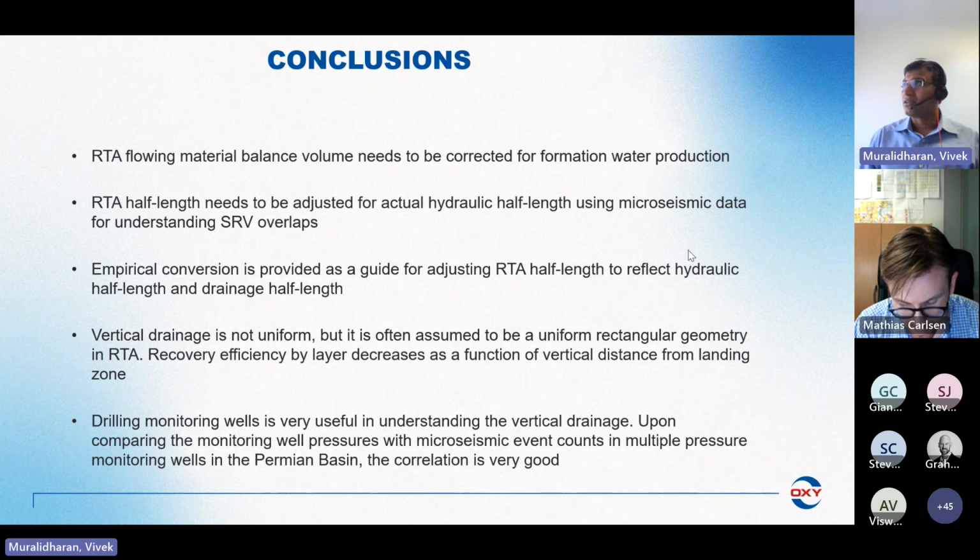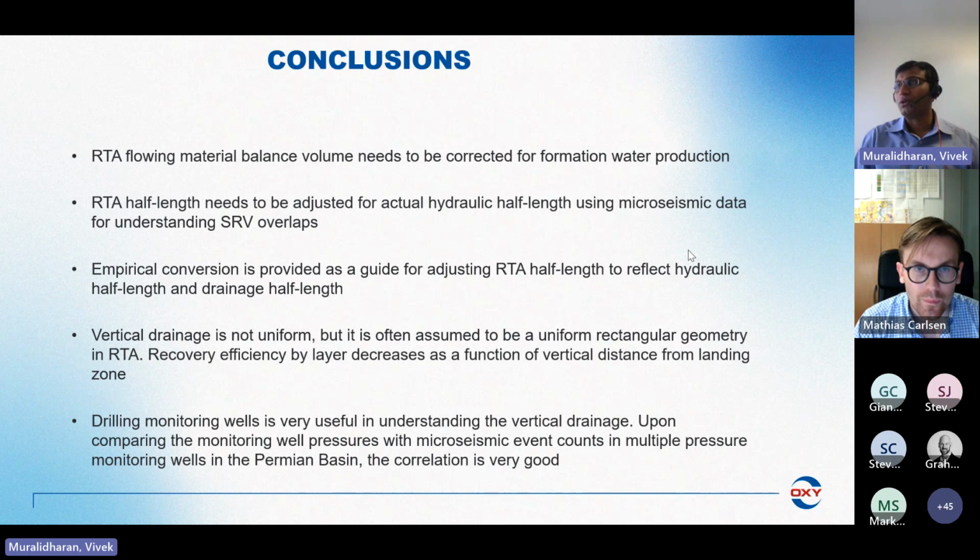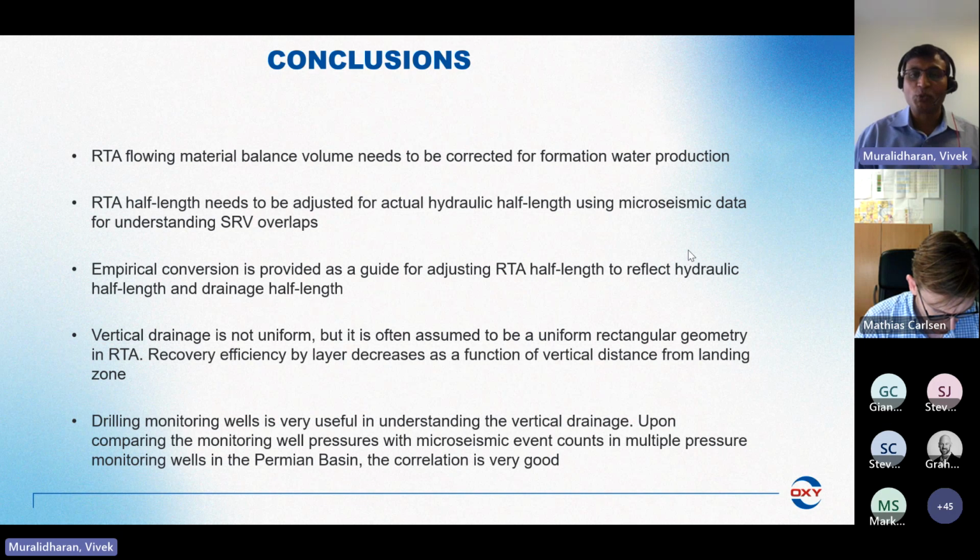Well, there will be some uncertainty with the microseismic half-length. It's not going to be perfect, because you are measuring the shear events versus the compressive fractures. There may be some uncertainty in your hydraulic half-length, but at least it's a good starting point compared to what we have already. The rectangle model is not even close; you're way too far off. So anything which bridges the gap is still a better starting point.